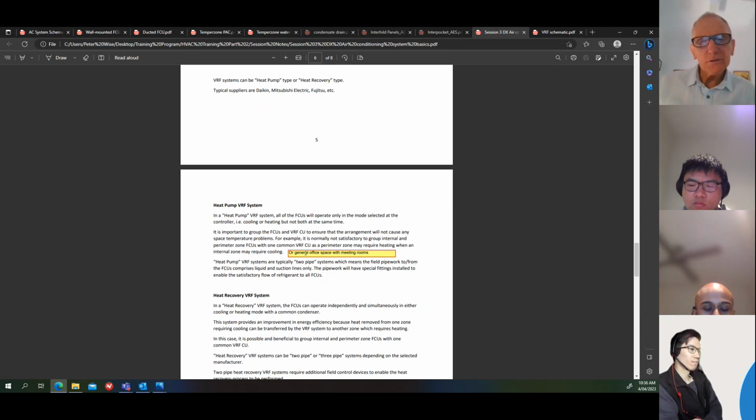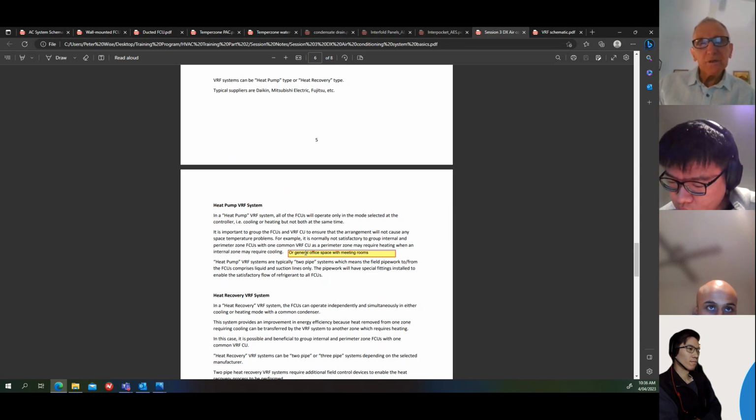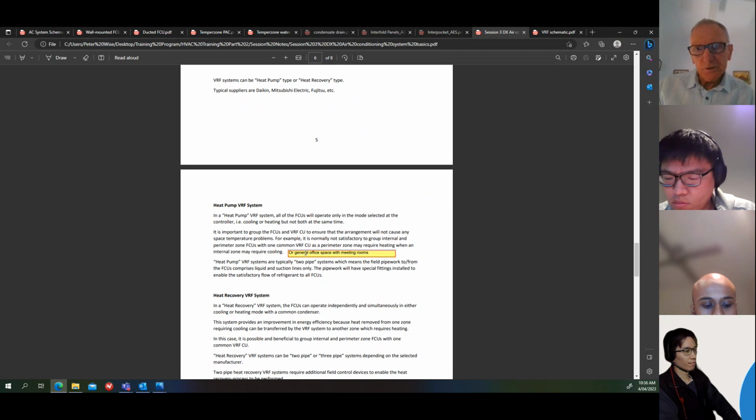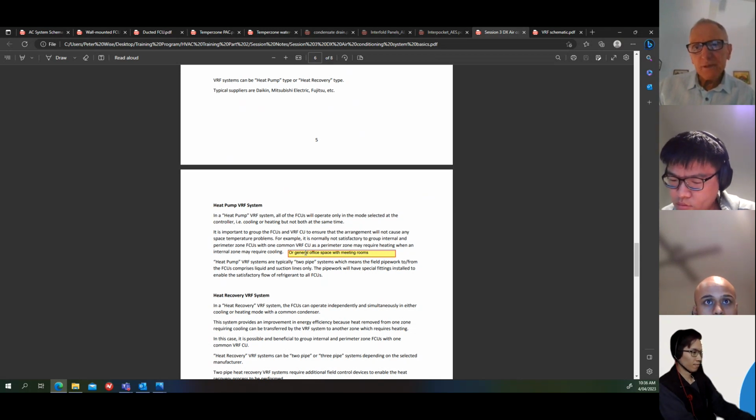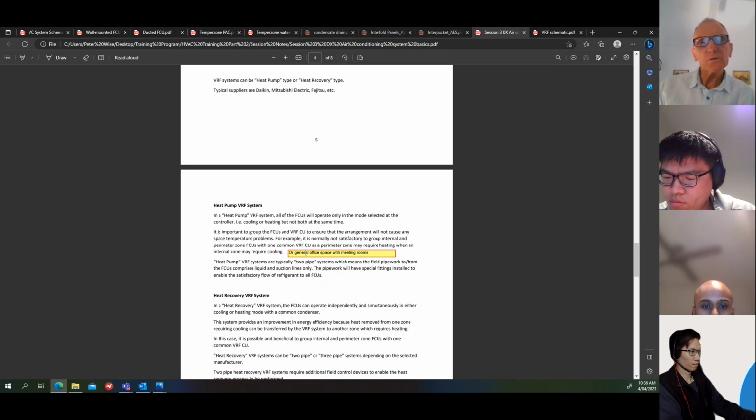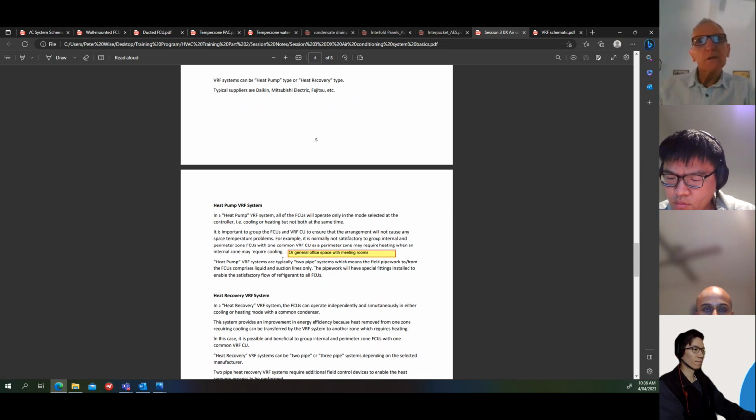So if the internal zone switches to cooling, and it may have changed, but when I was doing these, it's basically a master-slave arrangement, which means the first one to turn on is the master. Okay, so if someone turns a unit on in the center zone and they want cooling, the whole system gets cooling. So you've got to group them so that they've got a similar sort of load profile.